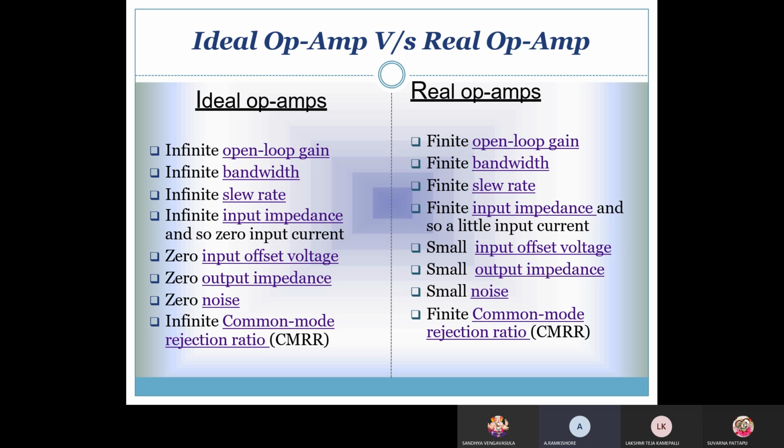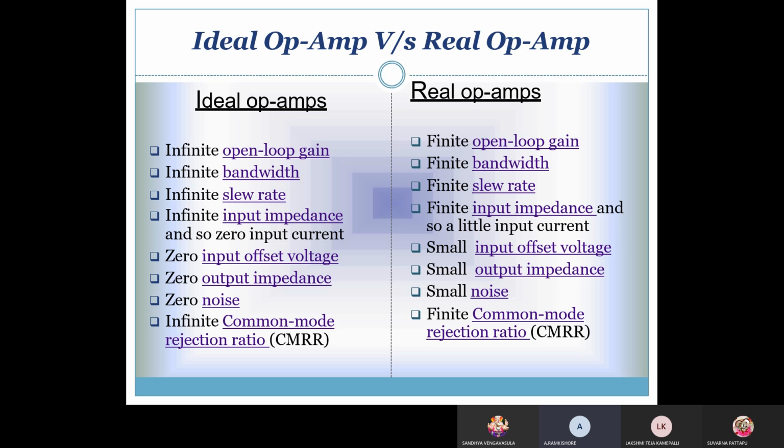For the practical op amp, there is no infinite; a finite value should be present when it acts like a practical op amp: finite bandwidth, finite slew rate and finite input impedance, and so a little input current and a small input offset voltage. In case of the ideal it will be zero, there is no input offset voltage. For practical it is a small output impedance, a small noise and a finite common mode rejection.